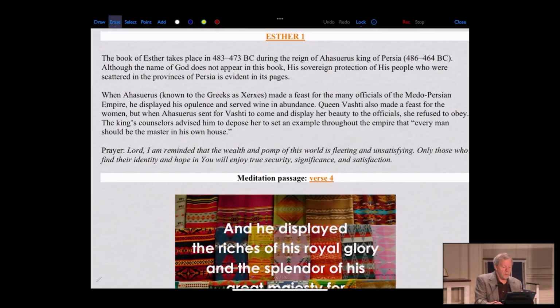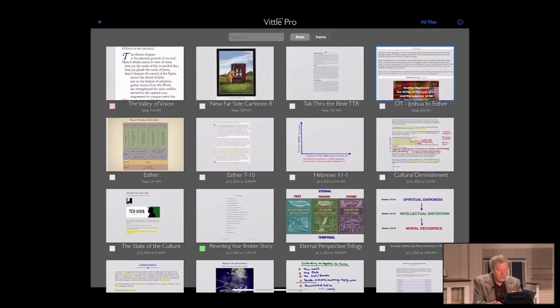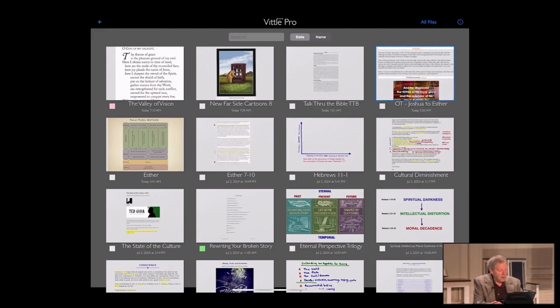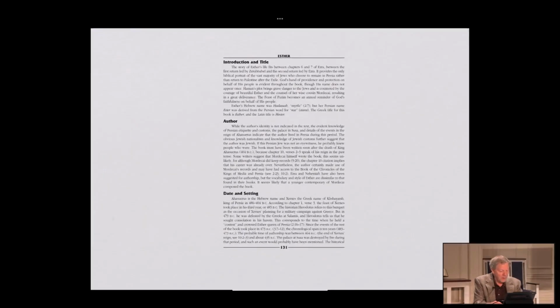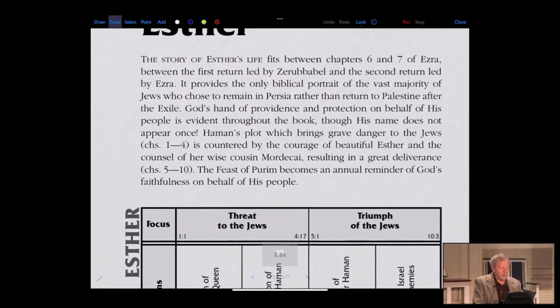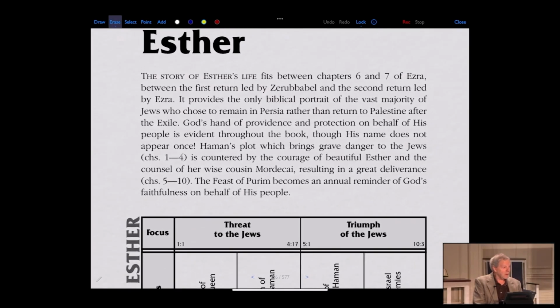But the source of most of this content was from my Talk Through the Bible. A few of you have a copy of that. So this would be, for example, the portion on Esther in Talk Through the Bible, where I have an opening paragraph that summarizes the book.